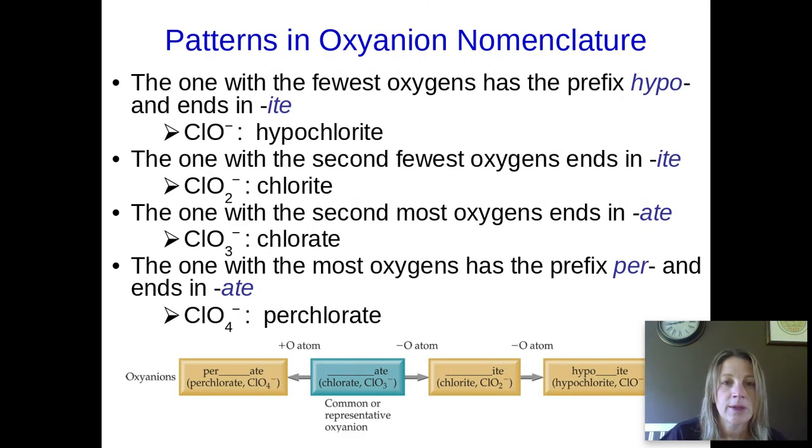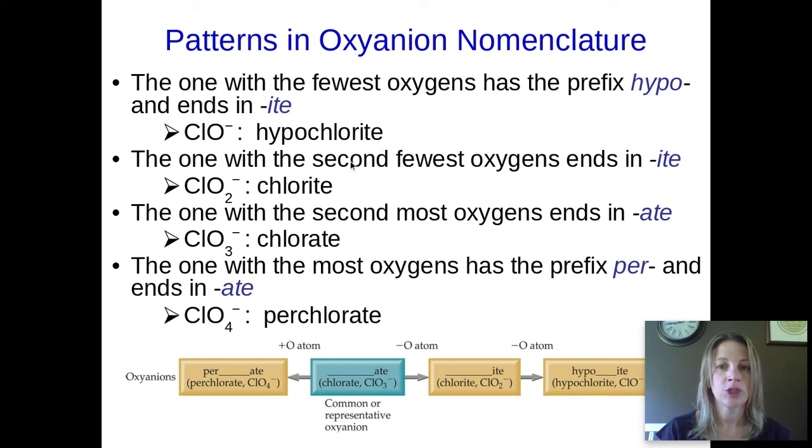Some of the ions that I ask you to memorize in AP chemistry are what we call oxyanions. And it's important to recognize the pattern in naming these. So the halogens are going to be the most common oxyanions that you're going to see. And what that means is that they're oxygen with a halogen, and there are subsequently more oxygens added. So the one with the fewest oxygens will always have the prefix hypo, and it will end in ite. So for example, this ion here is hypochlorite.